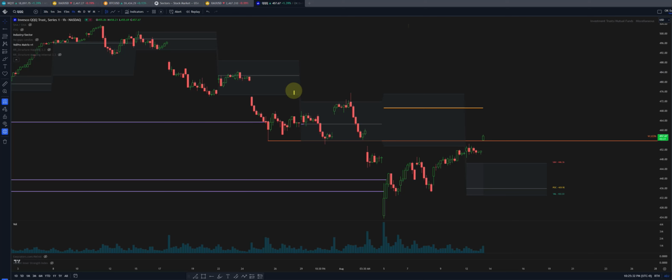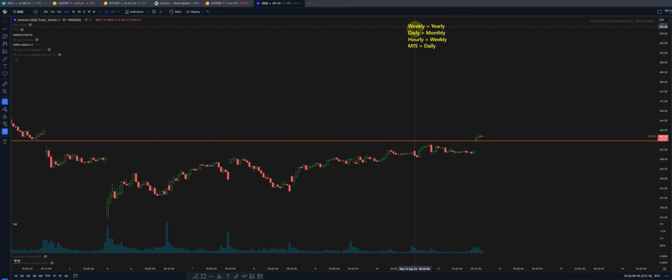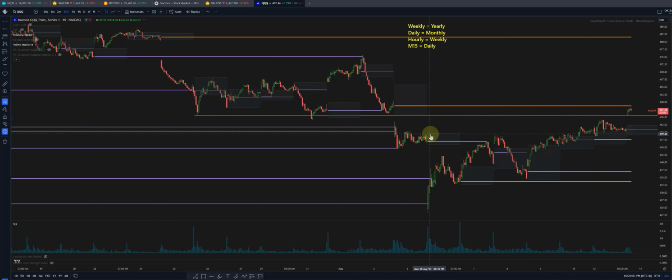So it means the weekly time frame is showing the yearly, and the daily time frame is showing the monthly, and the hourly time frame is showing the weekly, and the M15 time frame will show the daily. So let's go to the 15. So we will use only these 4 time frames for this purpose.